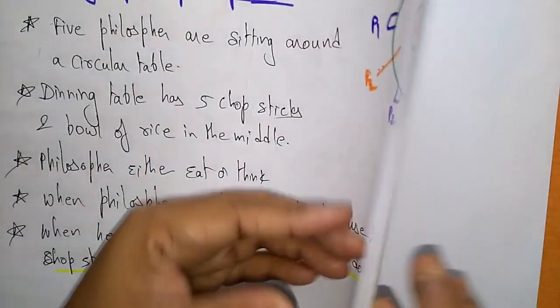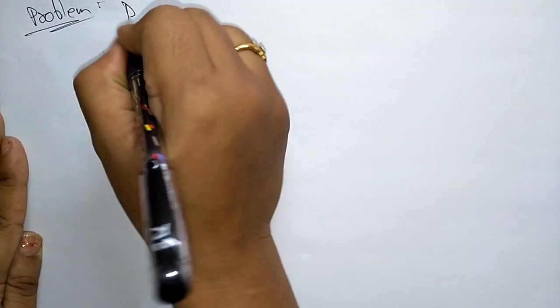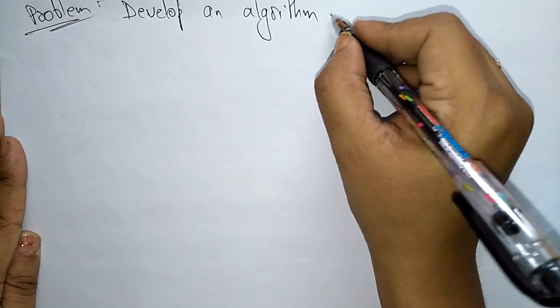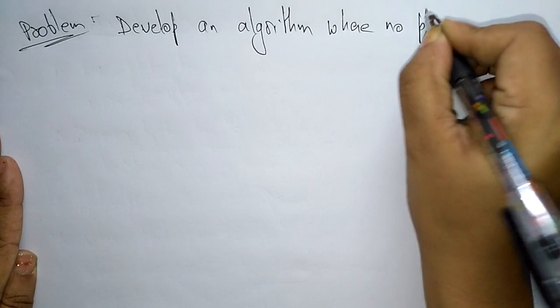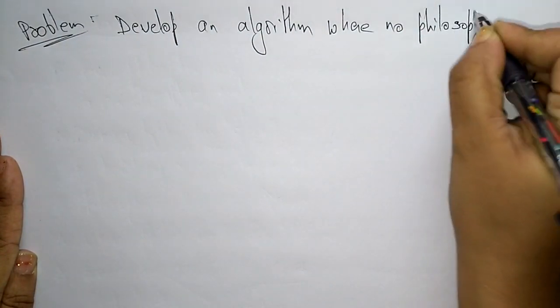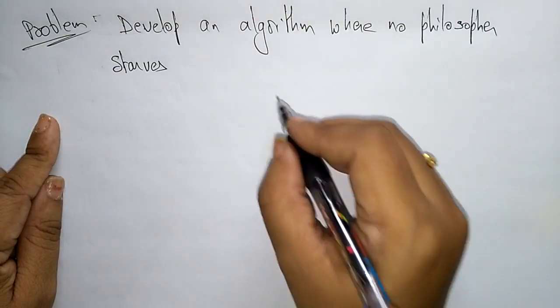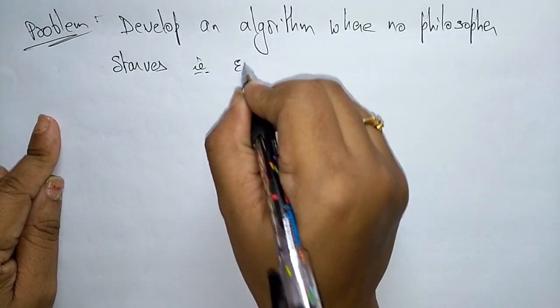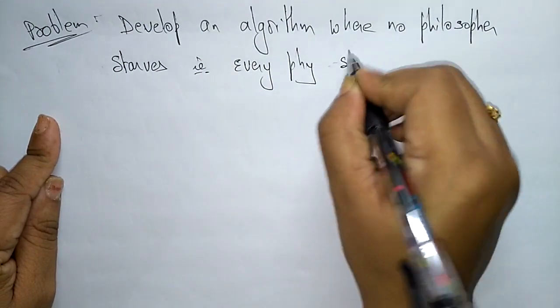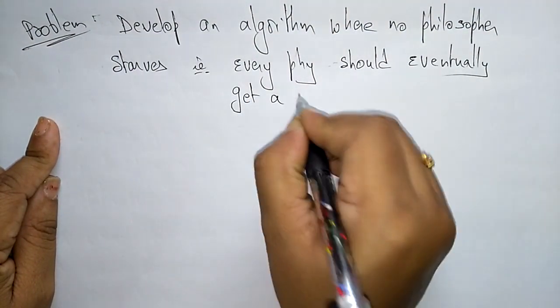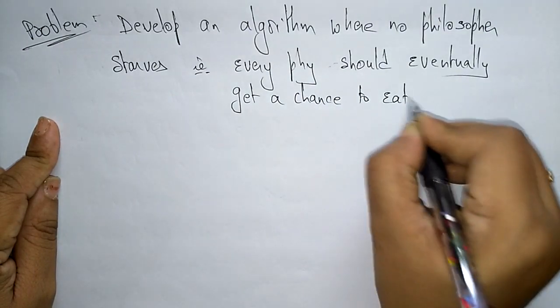Now let us see what exactly the problem is. I have to develop an algorithm where no philosopher starves. That means he is not supposed to wait forever for food. That is, every philosopher should eventually get a chance to eat.